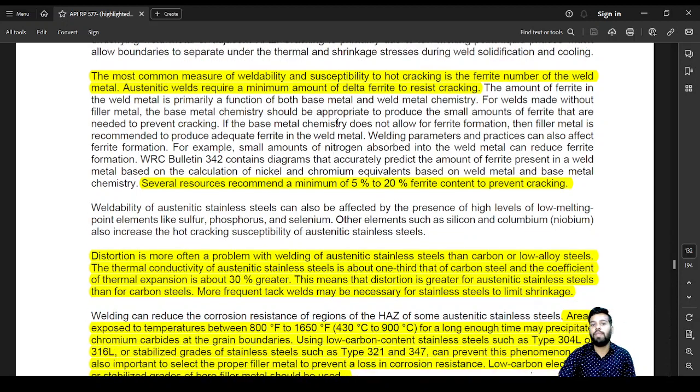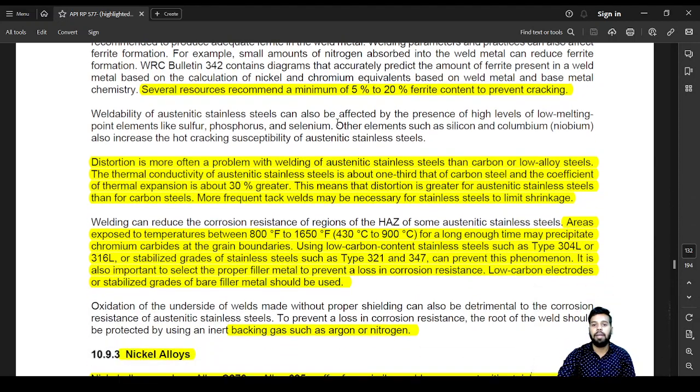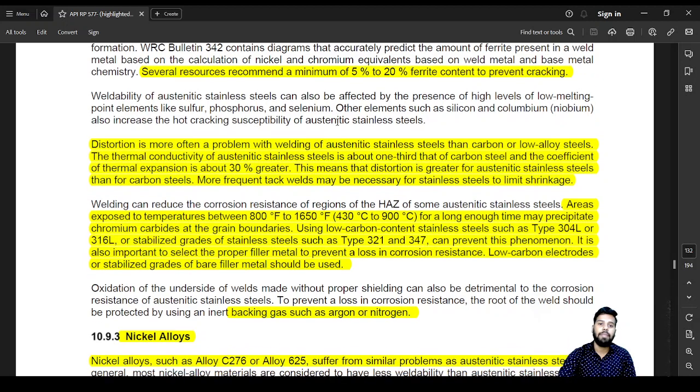The most common measure of weldability and susceptibility to hot cracking is the ferrite number of the weld metal. Austenitic welds require a minimum amount of delta ferrite to resist cracking. Several sources recommend 5% to 20% ferrite content to prevent cracking.